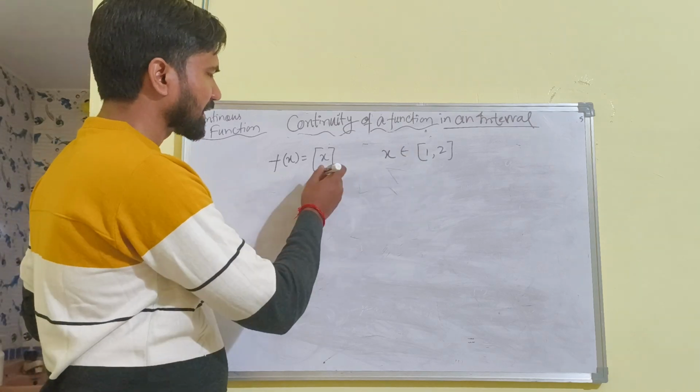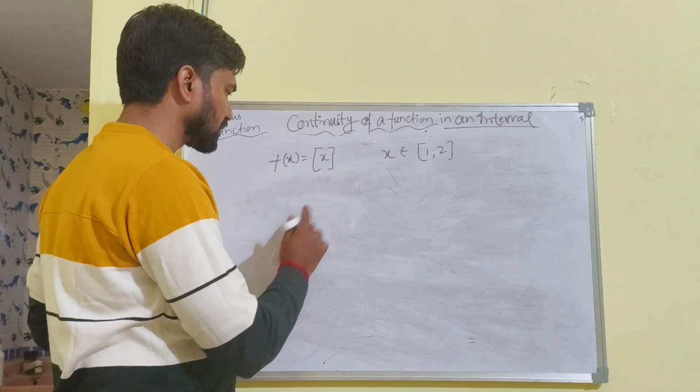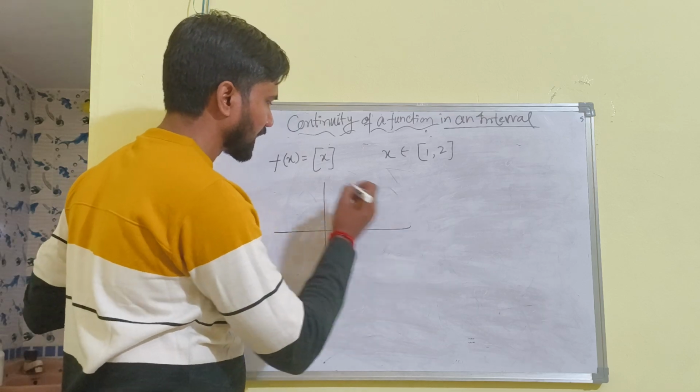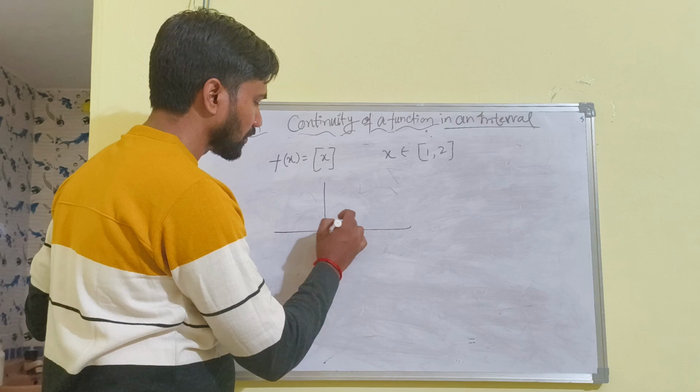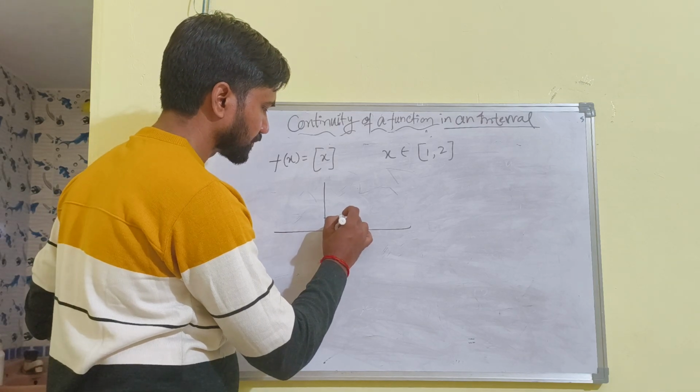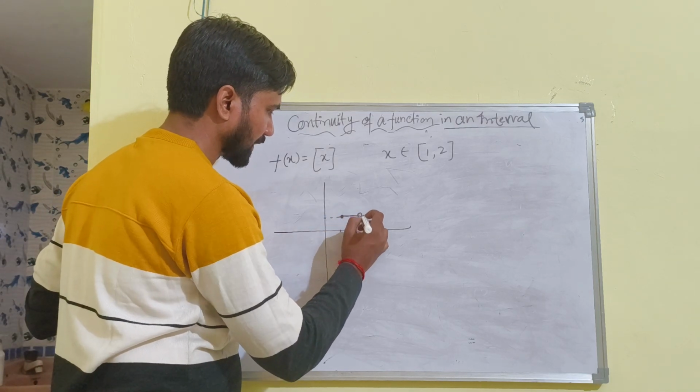Here, from 1 to 2 it is the greatest integer function, so we know that. Let's simply draw the graph, it will be clearer. We draw 0, 1, 2. From 1 to 2 the output will be 1, and at 2 it will be an open interval.